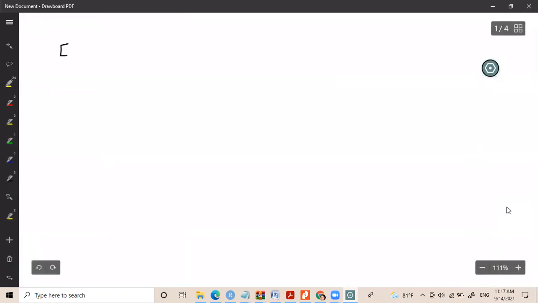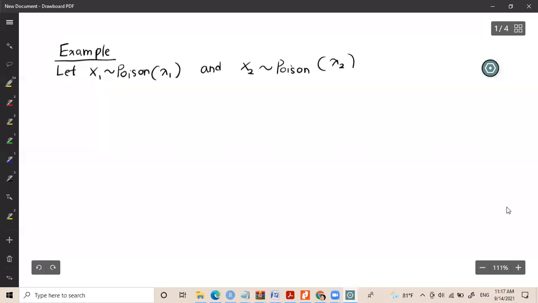So here's the example. Now remember, we are in the discrete case. Okay. So I'm going to use Poisson distributions. Our X1 is Poisson with the parameter lambda 1. And X2 is another Poisson distribution with the parameter lambda 2. And they are independent. So that's something nice. Okay, X1, X2 are independent.